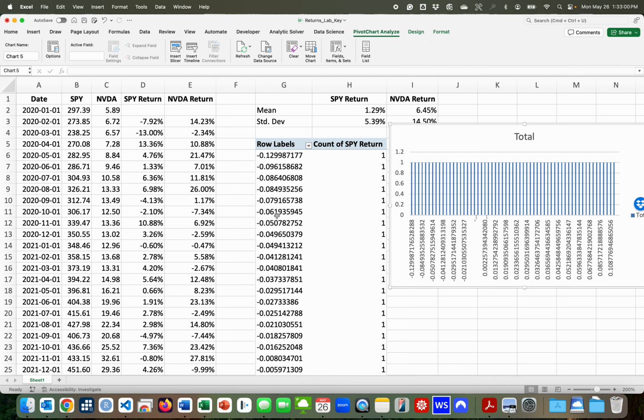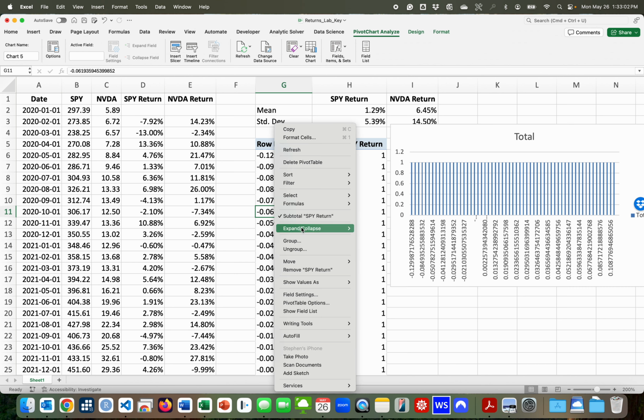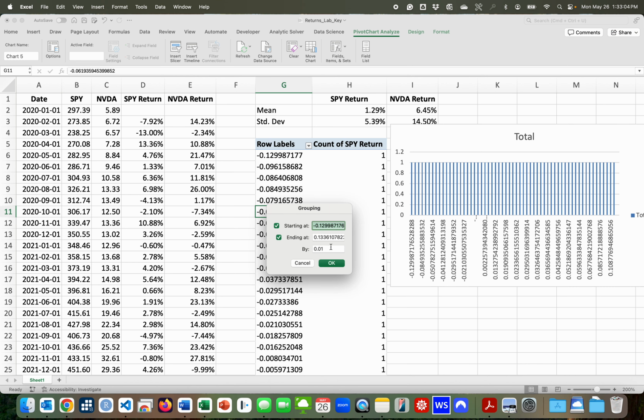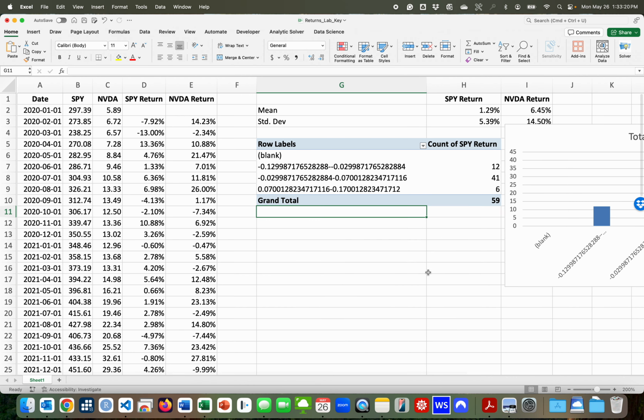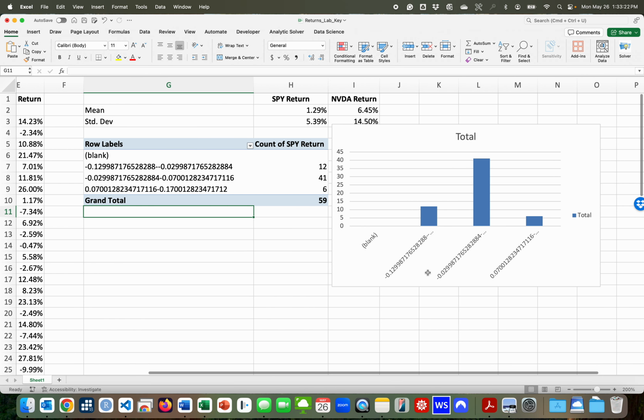So what we have to do is when we click on our row labels, we have to group this. And here you have to be careful with your percents because these are in decimal form. So 0.01 is 1%. So let's try to group it in bins of 10%, so 0.1. And we don't really get, that's too wide. That's way too wide because the variance is pretty low. So let's try that again.